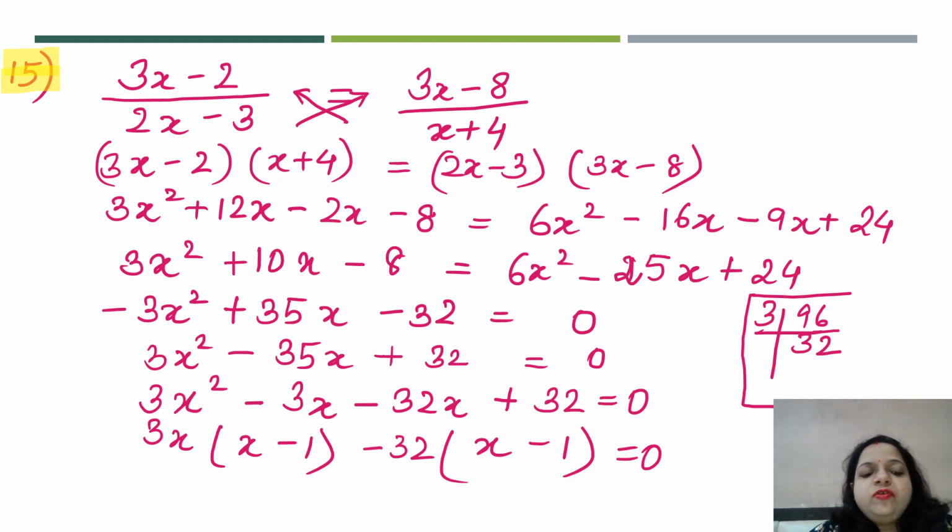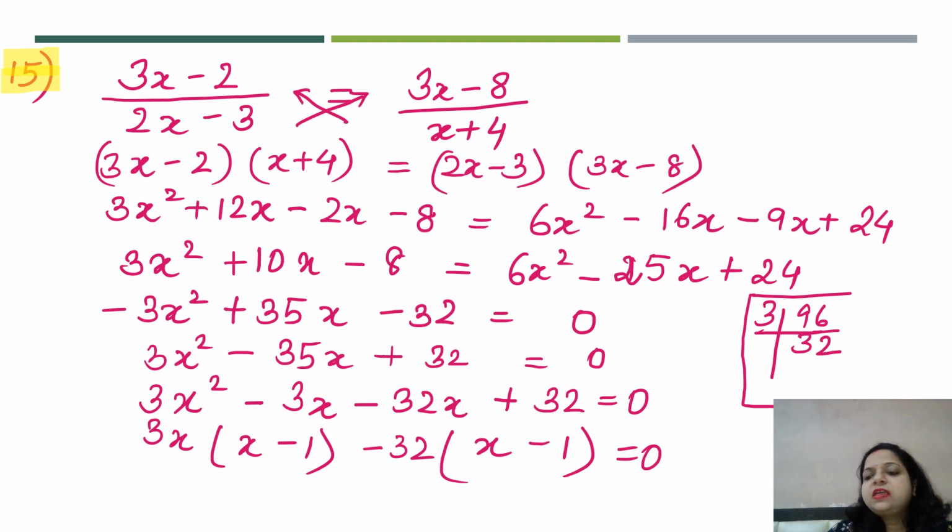So we have 3x square minus 35x plus 32 is equal to 0. We have to get plus 96 as a product and minus 35 as the addition. So when we factorize, we get 3x square, and the two terms will be minus 3x and minus 32x. 3x square minus 3x minus 32x plus 32 is equal to 0. 3x into x minus 1 minus 32 into x minus 1 is equal to 0.